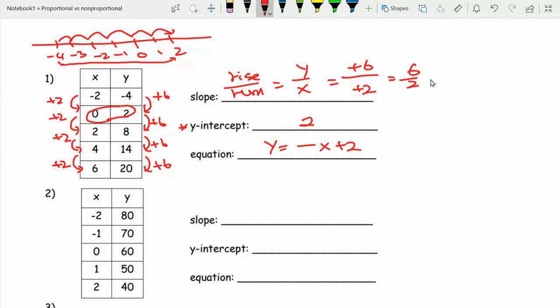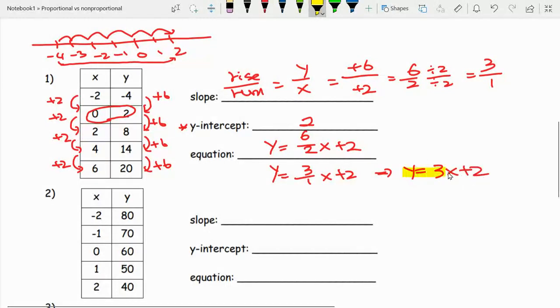Wait a minute, 2 goes into 6 and 2, so divide by 2 and divide by 2. 6 divided by 2 is 3. 2 divided by 2 is 1. So I'm going to write, hey, my slope is 6 over 2x plus 2, but that is reduced to 3 over 1x plus 2. But that means y is equal to, we don't write over 1, 3x plus 2. I'm going to highlight the answer.